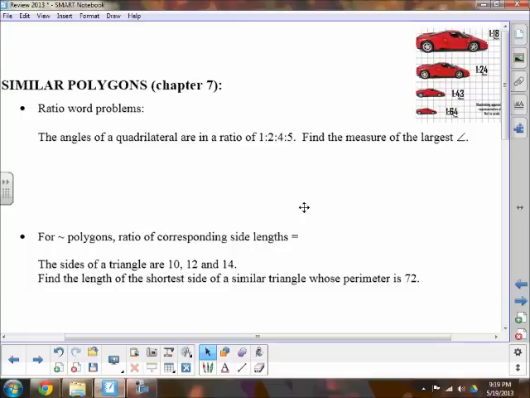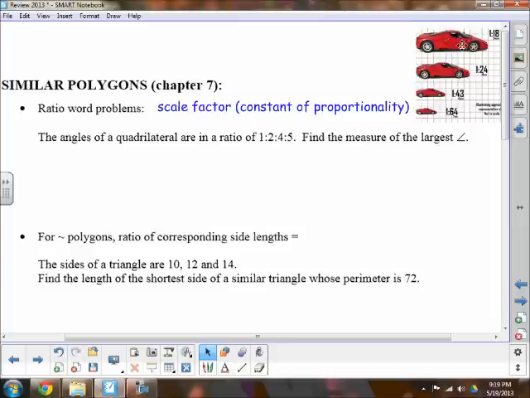Similar polygons. Well, any polygons which are similar are polygons or shapes which share the same shape but aren't necessarily the same size. A very practical example of that would be models, scale models. Whenever we're dealing with similar shapes of things, we need what's called a scale factor, or a constant of proportionality. It's basically the relationship between the two figures.